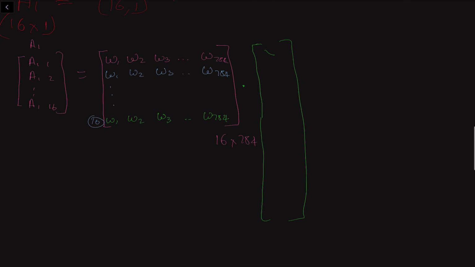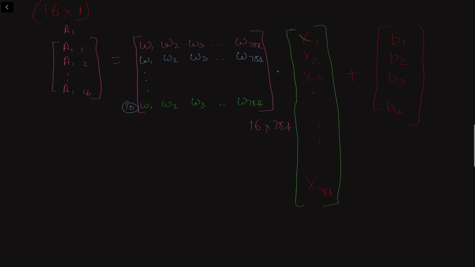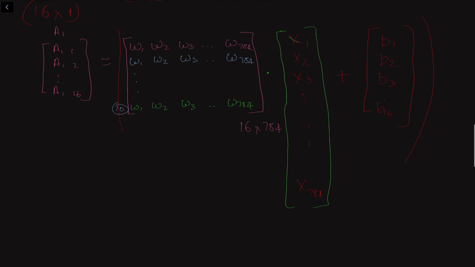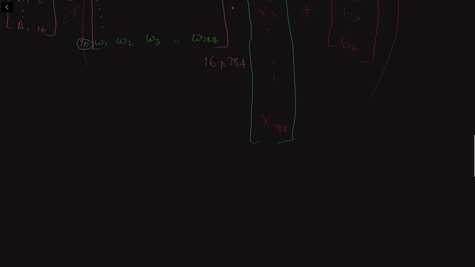Let's put it in red. X1, X2, X3, and so on, X784. Plus a little B1, B2, B3, and so on, B16. And the whole thing is run through sigma. Okay, that's not a big deal. We'll just look over it.